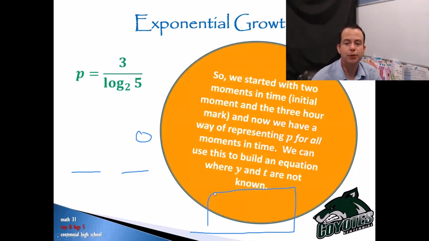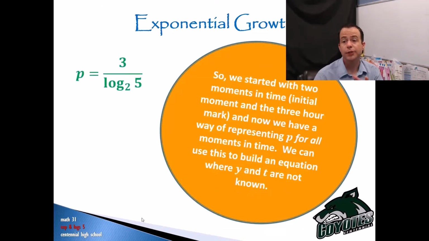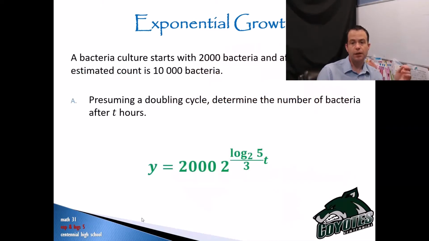We started with 2 moments in time, the initial moment and the 3-hour mark. Now we have a way of representing p for all moments in time. So we can use this to build an equation where y and t are not known. Now we have an equation where we start at 2,000. I know what p is, so I stuck p in there, but I don't know t. So now my unknowns are going to be my final population and my t value.